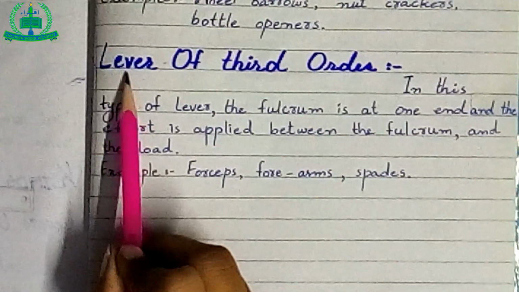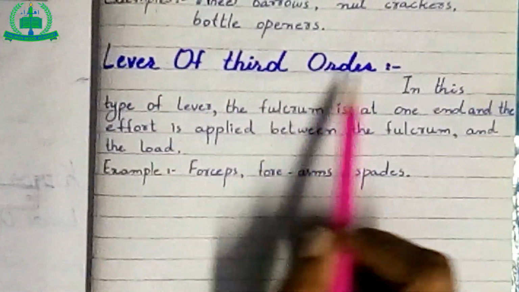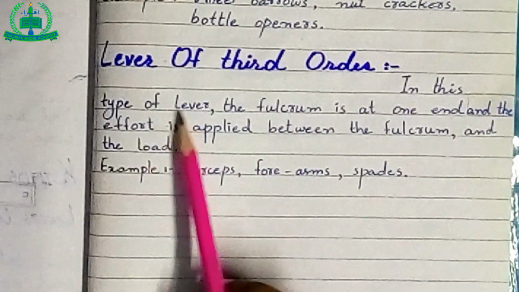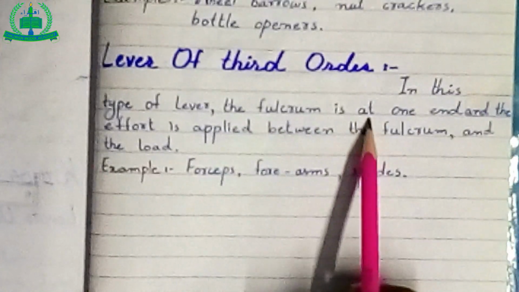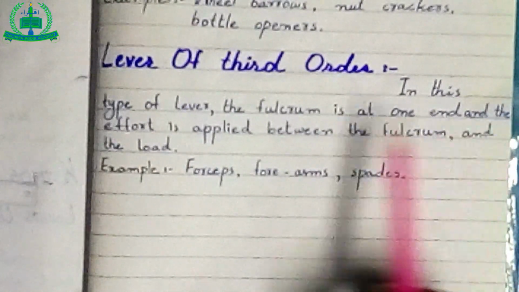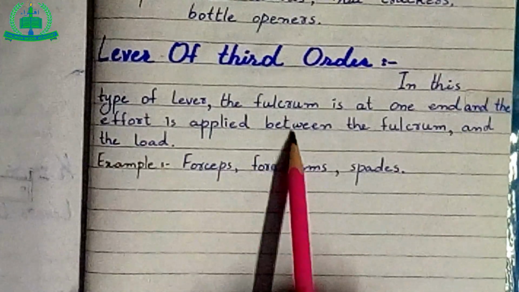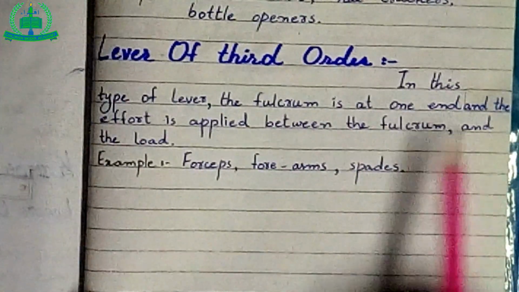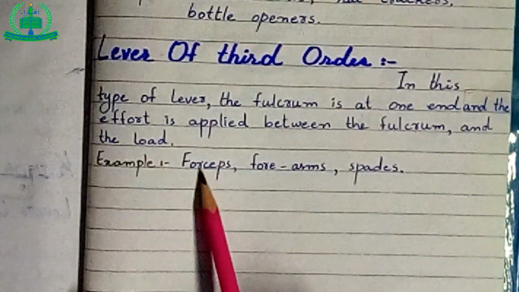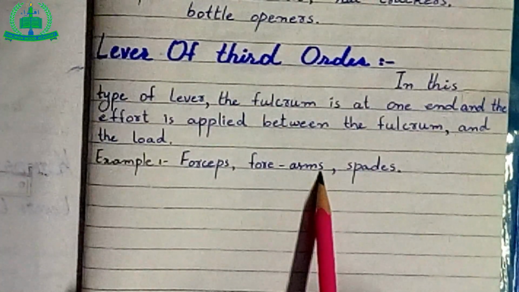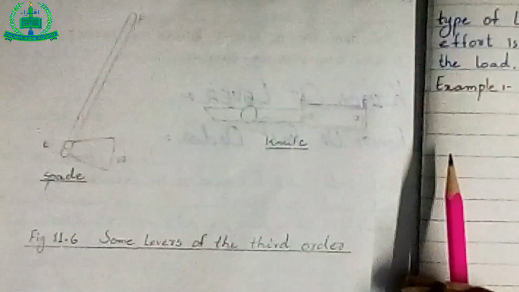Mention third heading, lever of the third order. In this type of lever, the fulcrum is at one end and the effort is applied between the fulcrum and the load. Examples: forceps, forearms, spades.